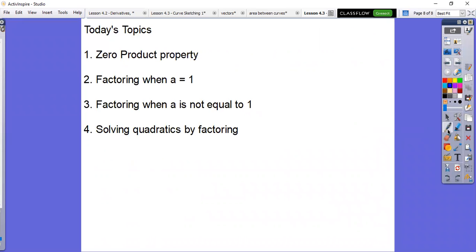And that is it for today. So today we talked about the zero product property, how to factor when a is 1, how to factor when a is not 1, and then also how to solve quadratics by factoring.